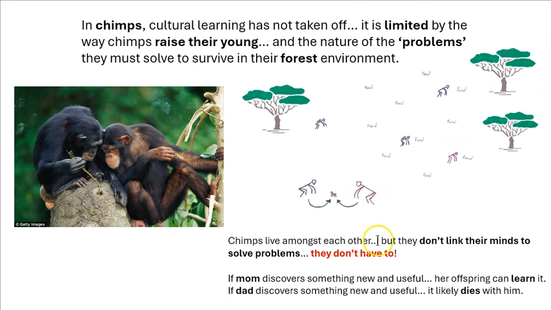Chimps live amongst each other, but they don't link their minds to solve problems. They don't have to. If mom discovers something new and useful, her offspring can learn it. If dad discovers something new and useful, it likely dies with him. And this feature of chimp life helps explain why they have smaller collective brains. They don't pass on their newfound discoveries as efficiently as humans do.